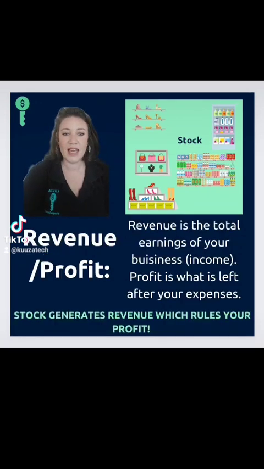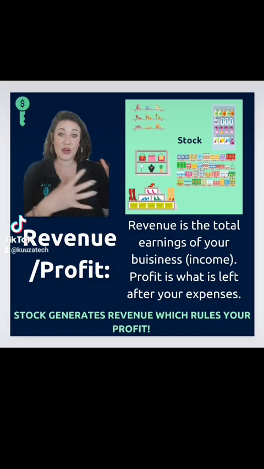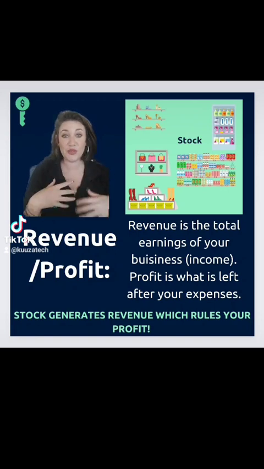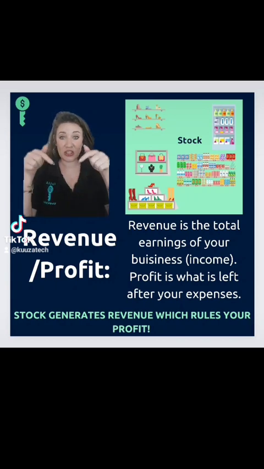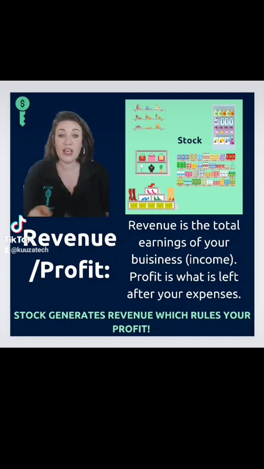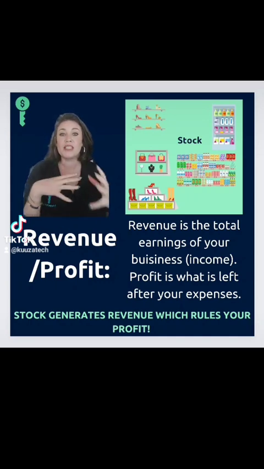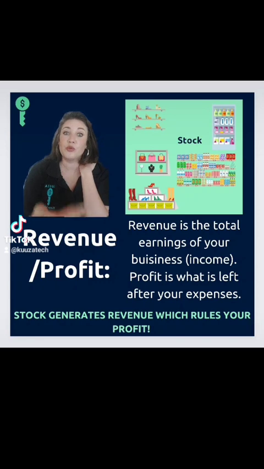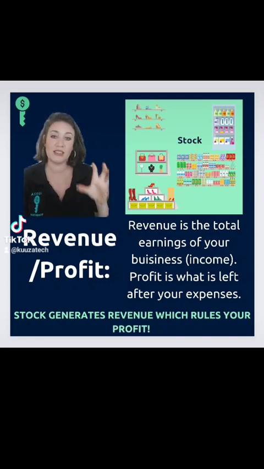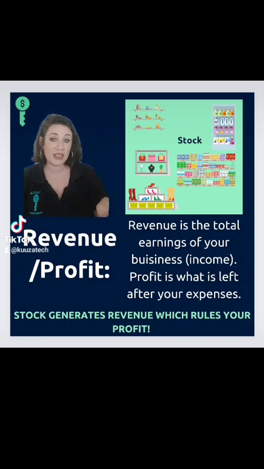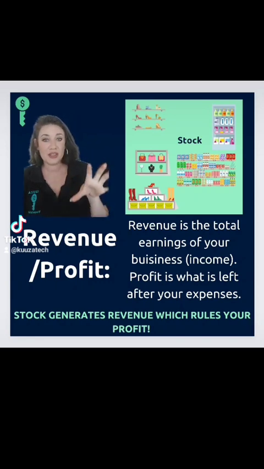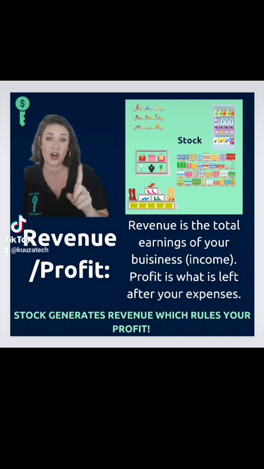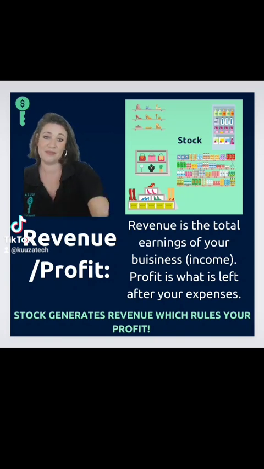Let's go to the next one. Now, because you'll be selling your stock for money to your customers, stock is tightly linked also to your revenue and your profit. Revenue is the total earnings of your business, so your income, and profit is what is left over after your expenses. Stock generates your revenue, which drives your profit. So it's really important for us to understand the buying price of our stock, and not only the buying price, but also the other expenses that our business incurs, so that we can price our stock and our inventory correctly.